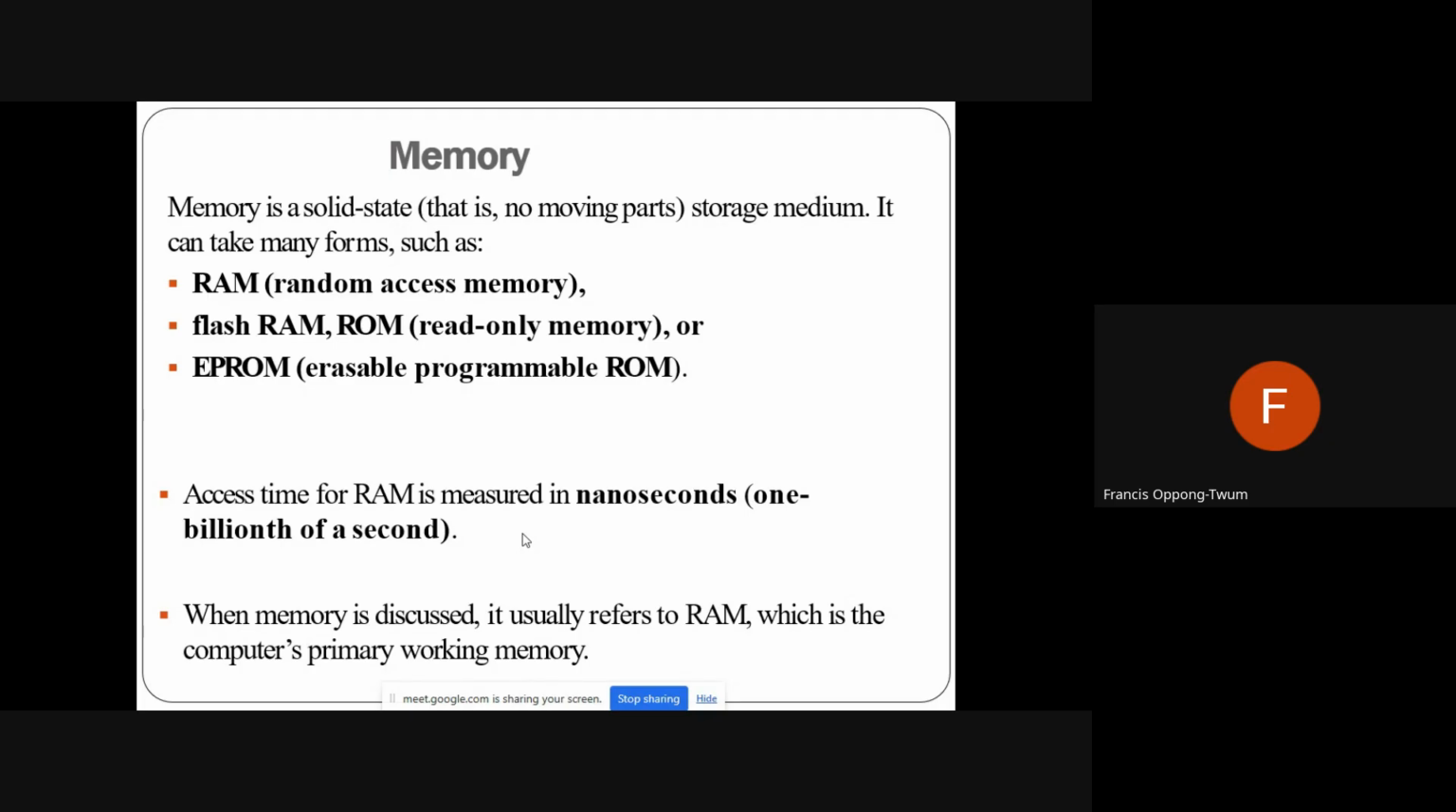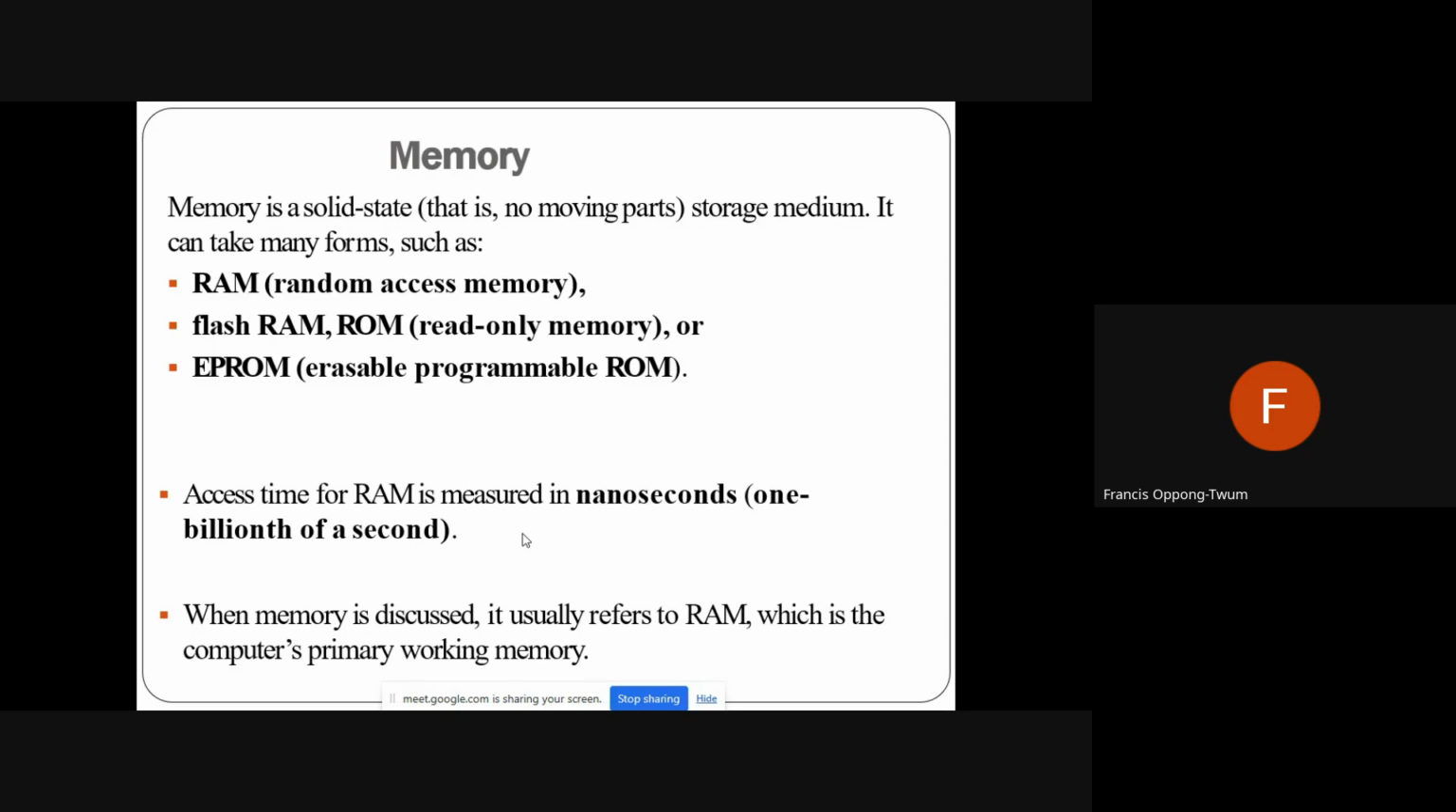It can take many forms, such as the RAM, that is the random access memory. It can also be flash RAM, the ROM, that is the read-only memory, and the EEPROM, that's erasable programmable ROM. The access time for RAM is measured in nanoseconds. That is one billionth of a second. So the access time for RAM is measured in what? Nanoseconds. And when we talk of nanoseconds, we are talking about one billionth of a second.